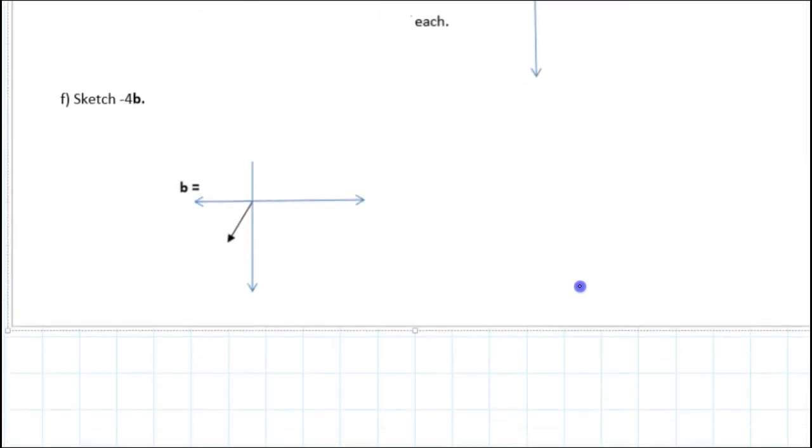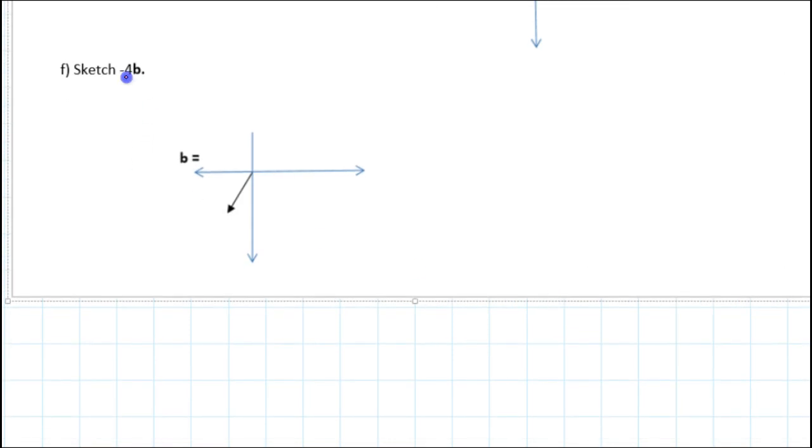Okay, so what do you think the vector negative 4B is going to look like if this is vector B? Because it's negative, it should be heading in the opposite direction of this. So it should be going into the first quadrant, but it should be 4 times as long. So I need a vector that's in the opposite direction, but 4 times as long. So I'm going to click on draw, pick my arrow tool, and first of all draw myself a little vector, just duplicating vector B.